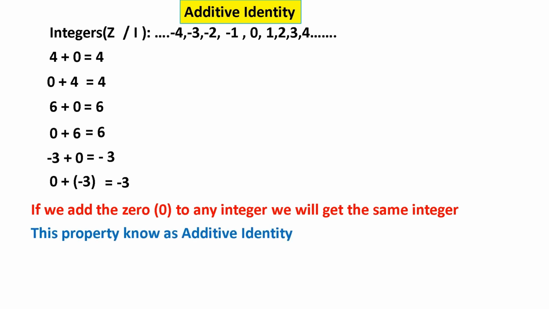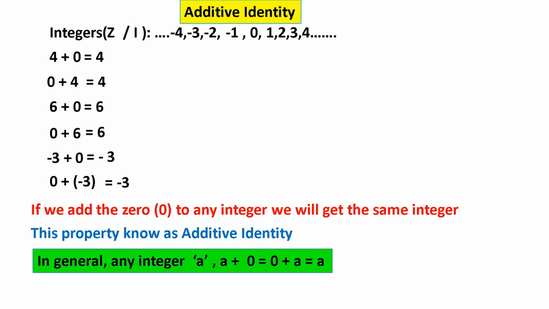This property is known as additive identity. Here 0 is called the additive identity. If we add 0 to any integer, we will get the same integer. That's why this property is known as additive identity. In general, for any integer a, a plus 0 is equal to 0 plus a is equal to a. It means if we add 0 to any integer, we get the same integer. So 0 is called the additive identity.